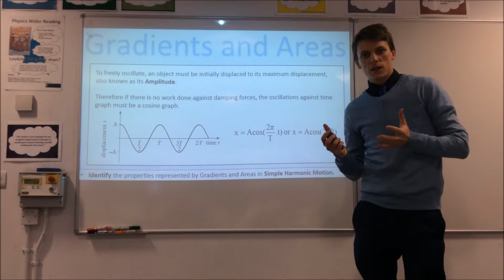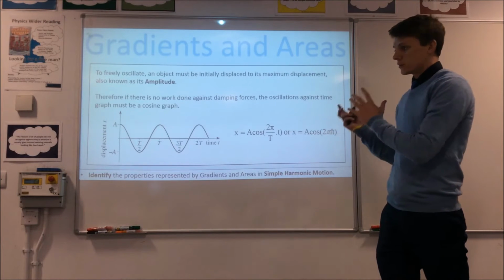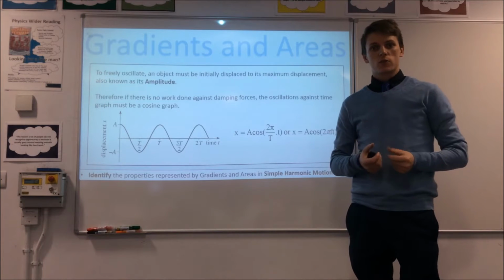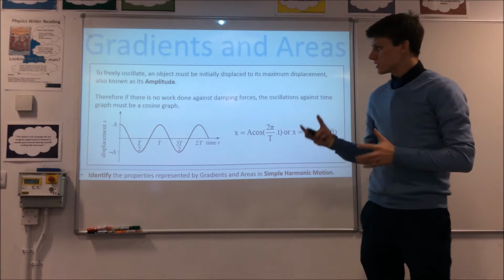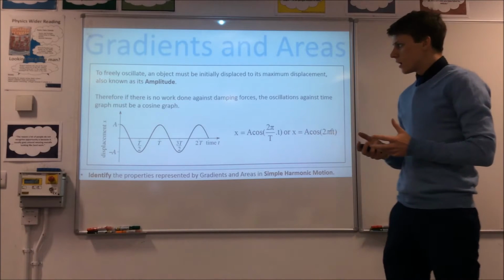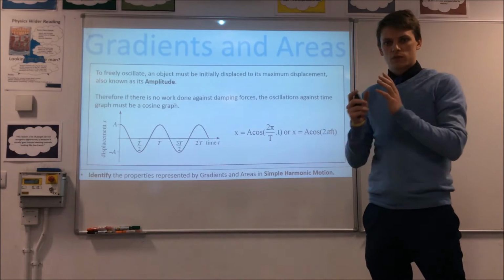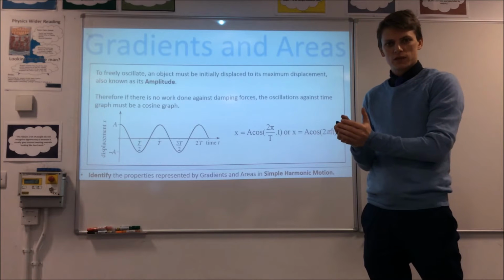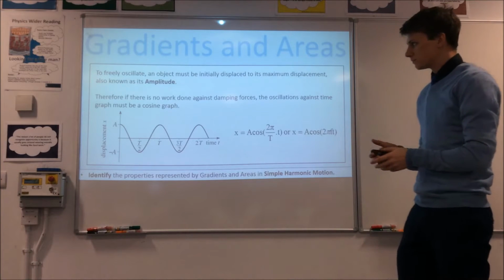Okay, so welcome to the next in my series on the different gradients and areas that you'll come across in A-level physics. So today I'm going to take a look at some simple harmonic motion, or SHM for short. So let's start off with how we get the first displacement equation for our SHM.